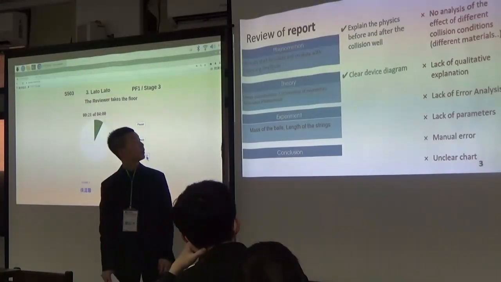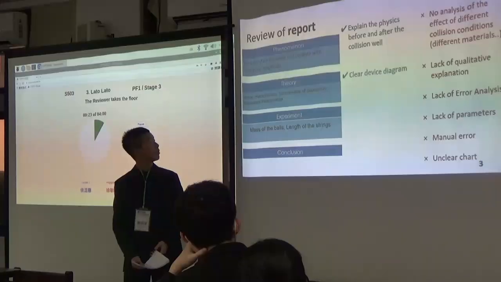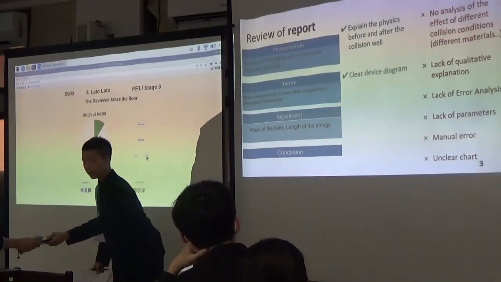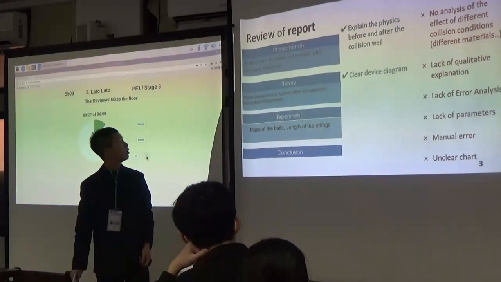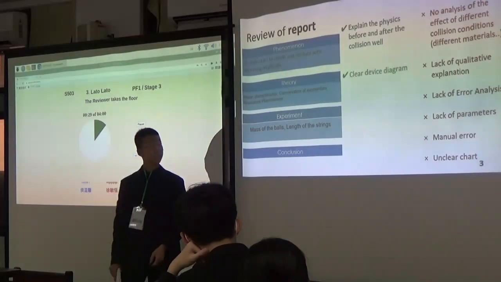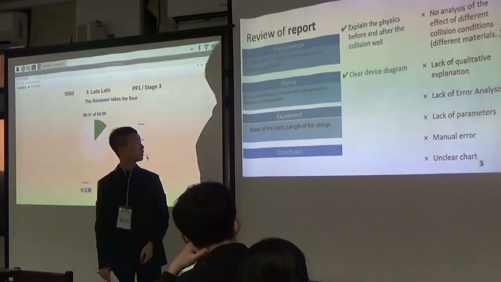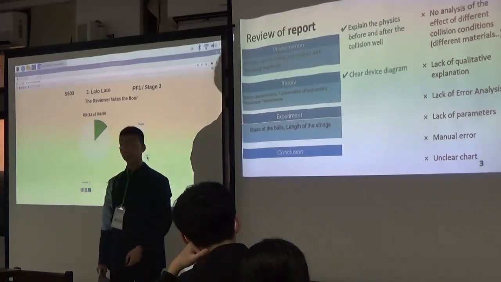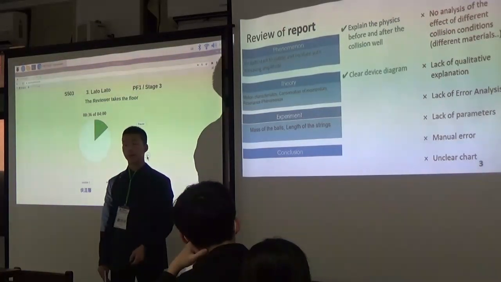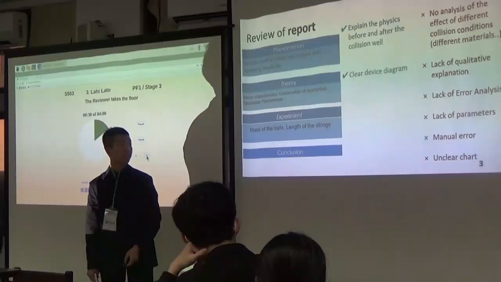And also, next, the review of the report. They just use the theory of motion characteristic, conservation of momentum, and resonance phenomenon. And the experiment they did is on the mass of the ball and the length of the string.